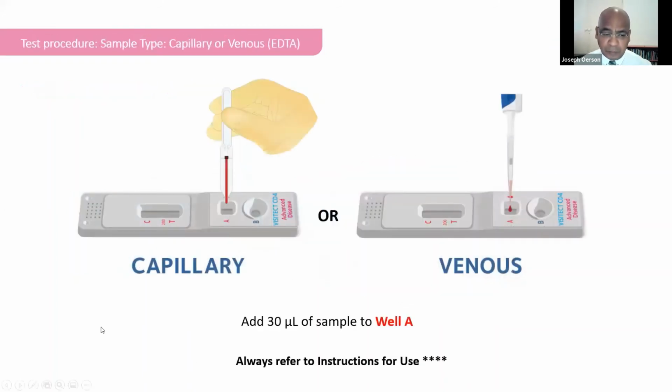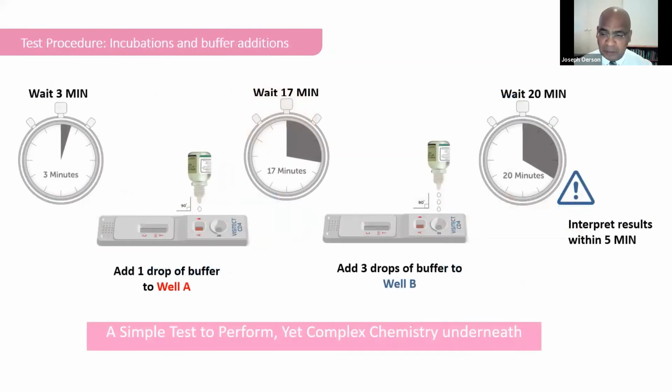The test is a very simple test. It can be done with a capillary sample and also venous. You require 30 microliters of blood that is dispensed into well A. You then wait for 3 minutes. You add 1 drop of buffer to the same well. You then wait 17 minutes, and then you add 3 drops of buffer to well B. You then wait 20 minutes for the result, after which you have 5 minutes to interpret the result. It's a very simple test, yet we have complex chemistry underneath in the cassette.